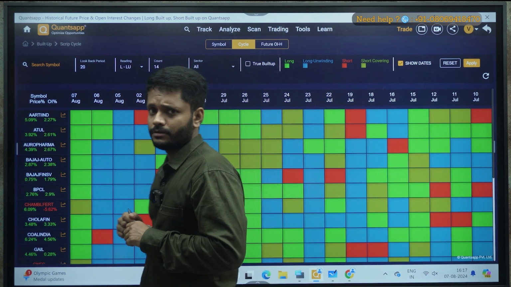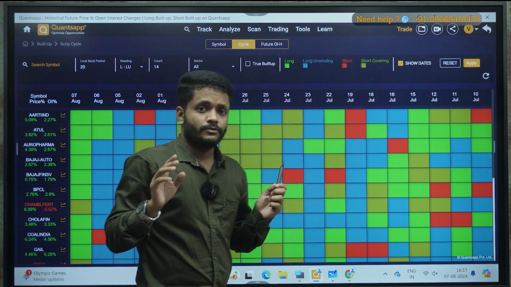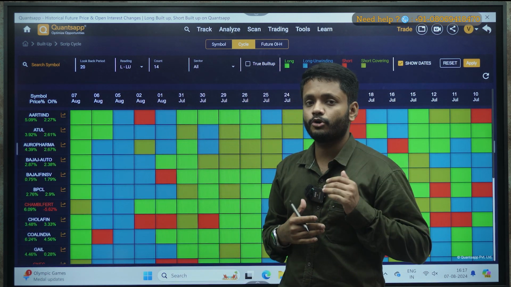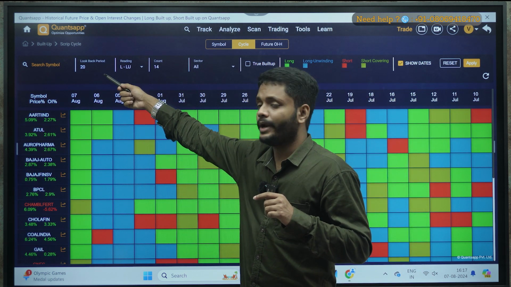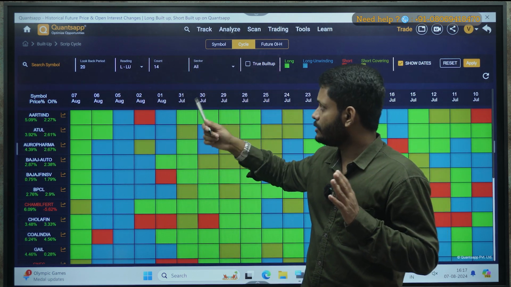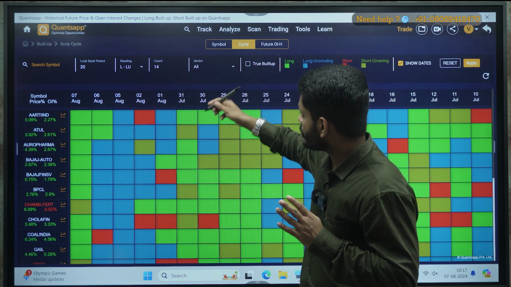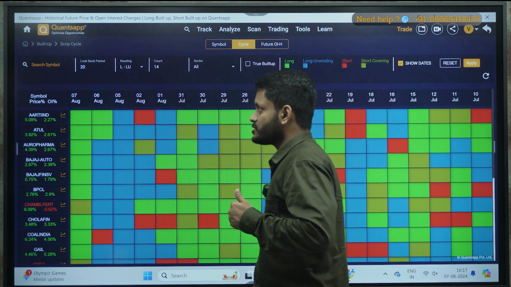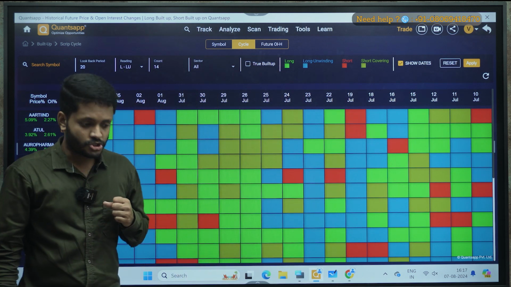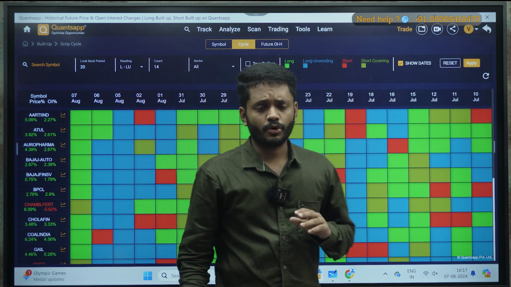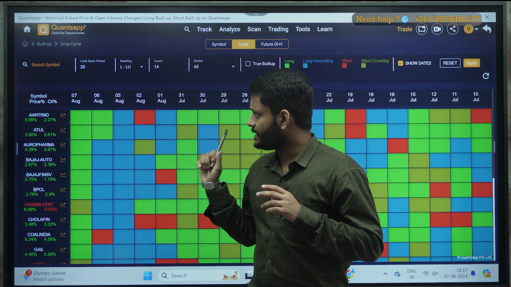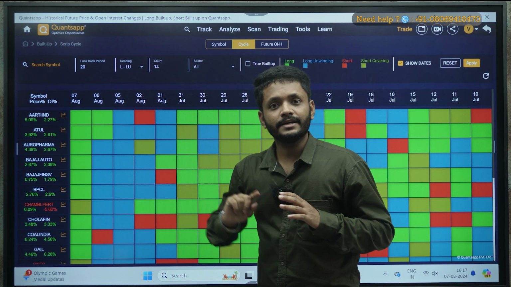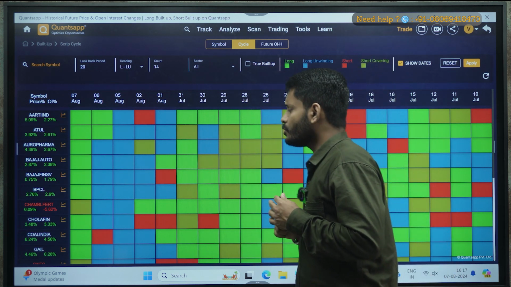Now why 14? Okay, so what I want is that 70% of the time the stock should have followed long and long unwinding. So say out of the past 20 days, the look back period is 20, if the stock has followed long and long unwinding for even 14 days, that is a confirmation that the stock is following a strong uptrend, correct? So call writer's trap I could see in Aarti Industries. Along with it, even Aarti Industries is following a long and long unwinding cycle, correct? So what does this mean?